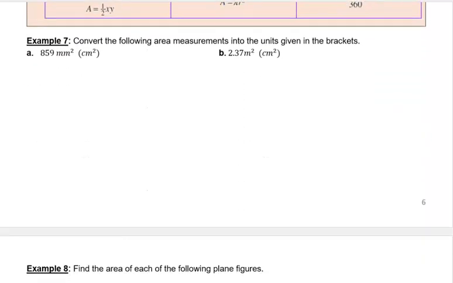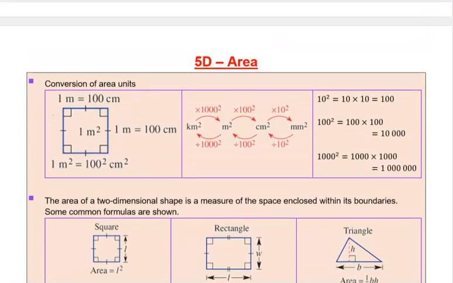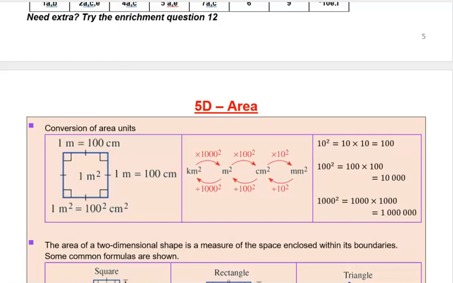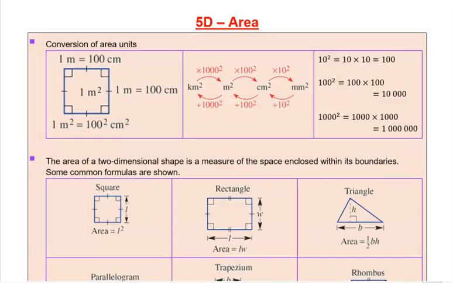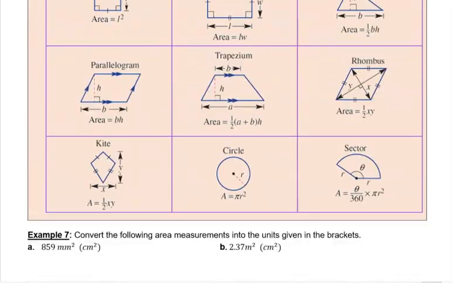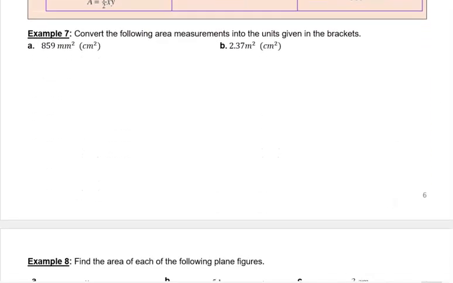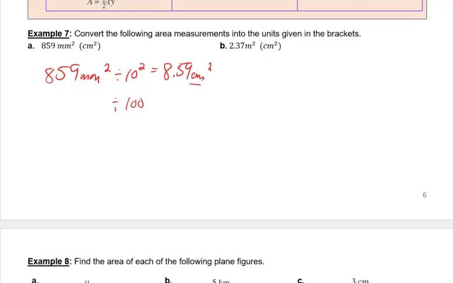So to convert from square millimeters to square centimeters, I'm going to go back up and look. To go from square millimeters to square centimeters, I'm going to divide by 10 squared, which is 100. So in this case, I'm going to have 859 millimeters squared, and it's the unit that's squared, not the number. And all I do is divide that by 10 squared, and that'll give me 8.59 centimeters squared. So that's millimeters to centimeters. Remember that 10 squared is just 100.